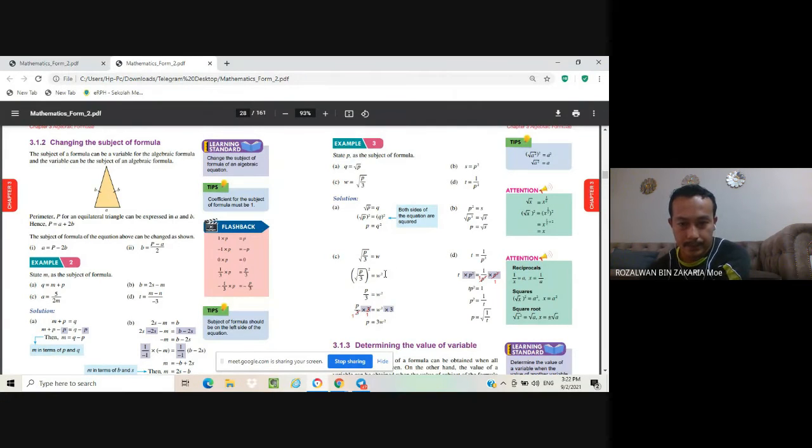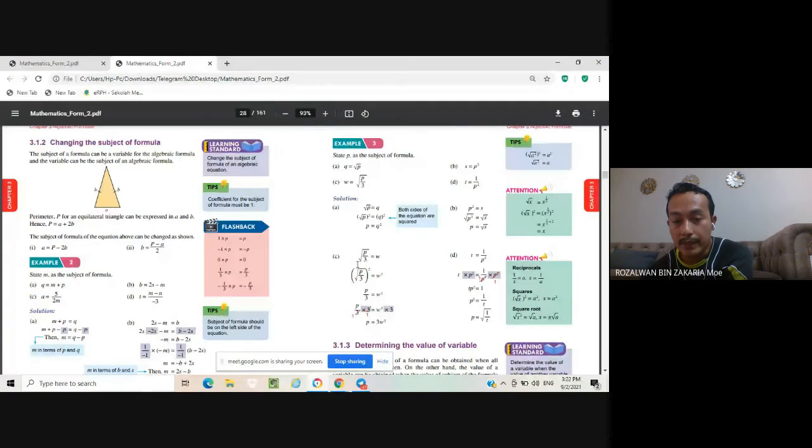So how to make it P as the subject? That means first step we have to cancel this square root. How to cancel this square root? That means we need to put in bracket, then power of 2 or square here. When your left side you put square, remember your right side also need to put square. That's why here become W square.